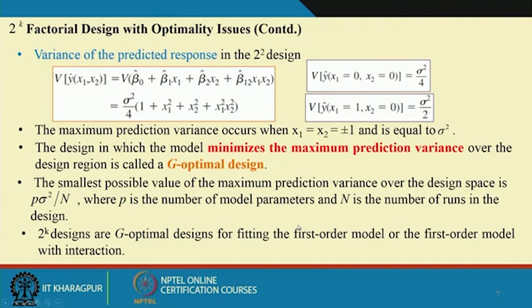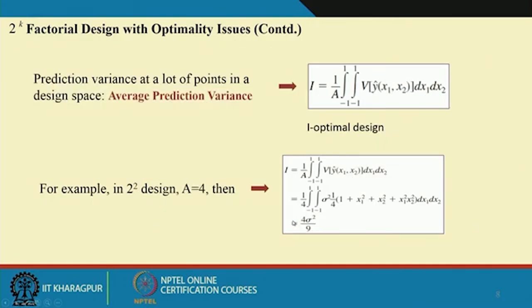And then we showed you G optimality. A G optimal design is one which minimizes the maximum prediction variance, and we have seen that our 2 to the power k design is G optimal. Finally, I optimal design. In the case of the 2 to the power k design, the I optimal value is 4 sigma square by 9, and this is I optimal also.